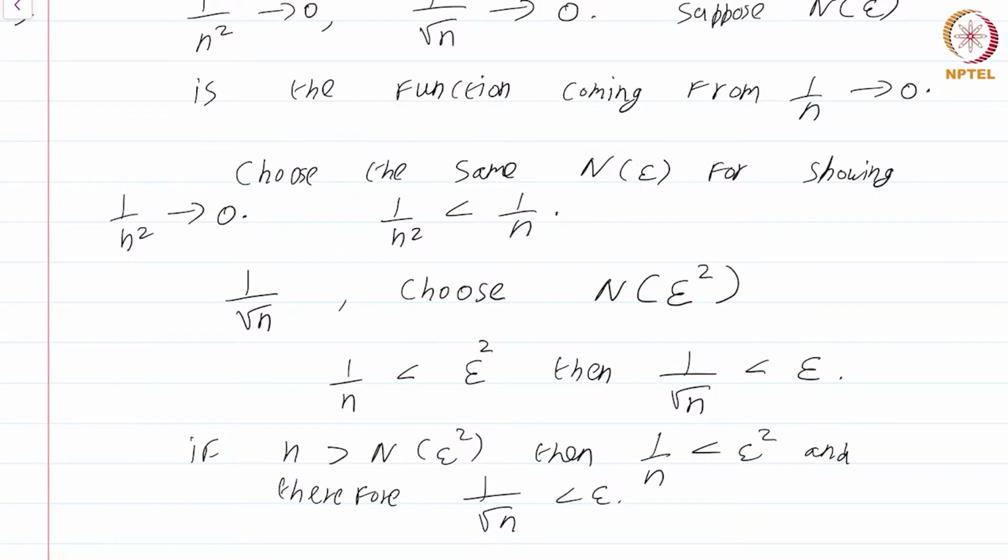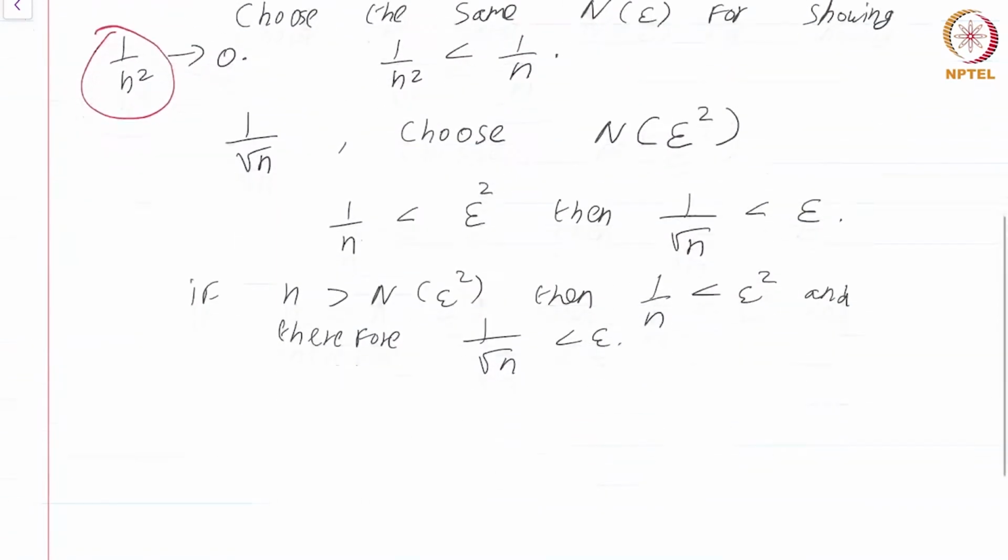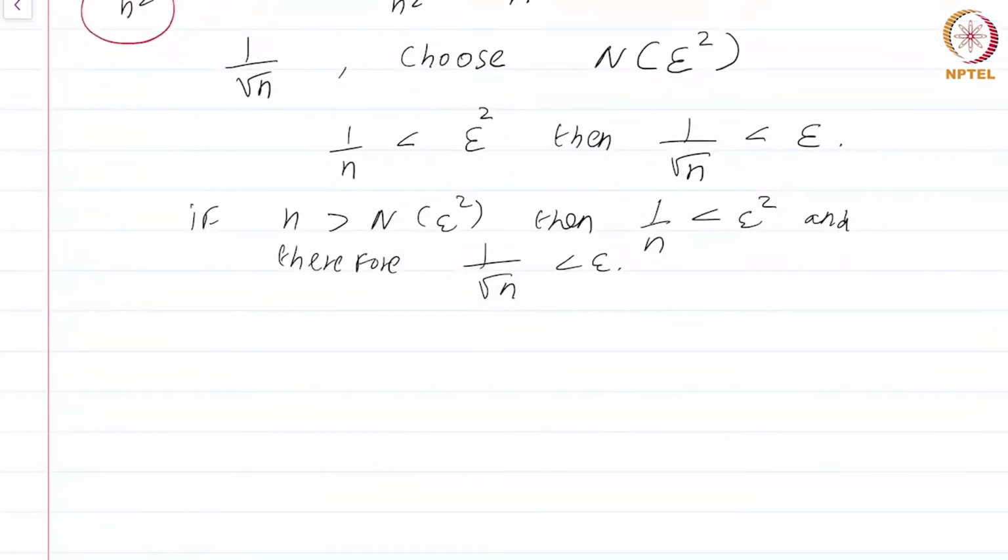Just a remark, for this sequence 1 by n squared, we could have also used the fact that 1 by n converges to 0 and applied the fact that the limit of a product of sequences is the product of the limits. We could have done that also. Okay. So these are some easy examples. Now let's start seeing some slightly more complicated ones.